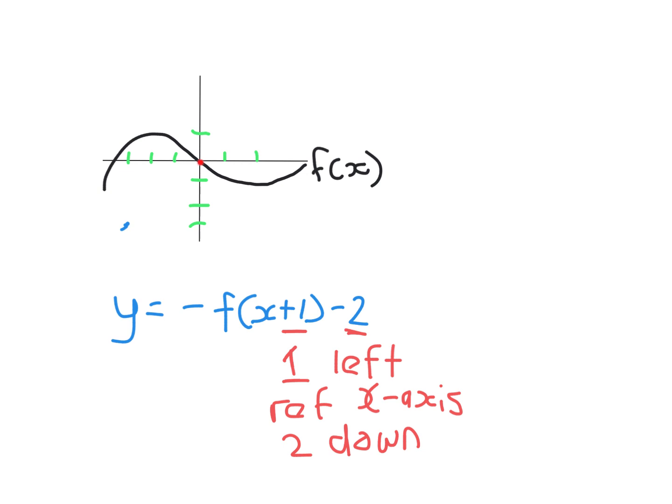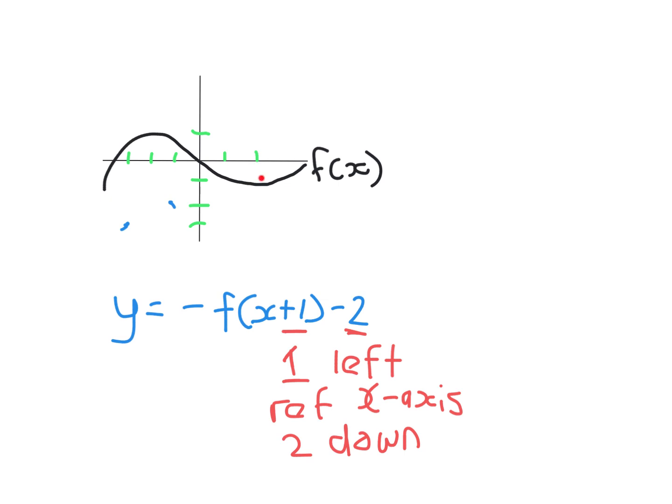What about this one here, which goes through the origin? Well, I'm going to do the same. I'm going to go 1 left. I'm going to reflect about the x-axis. Because it's on the x-axis, it won't move under the reflection. And then it's going to go down here. So this point here goes down to there.